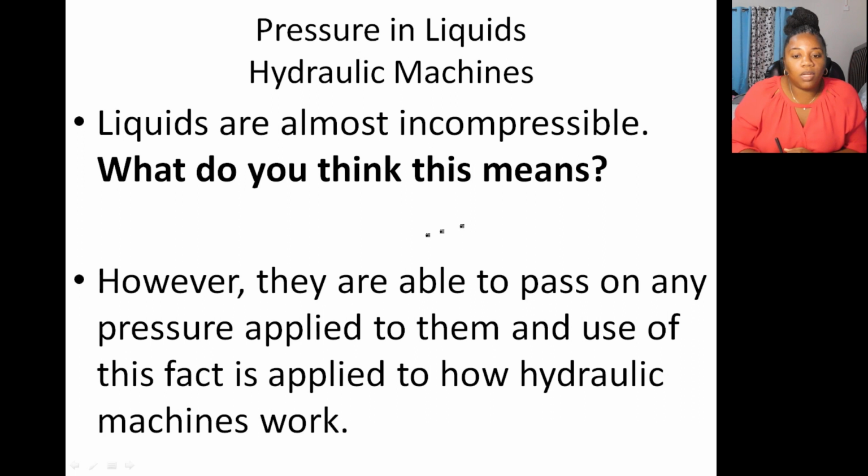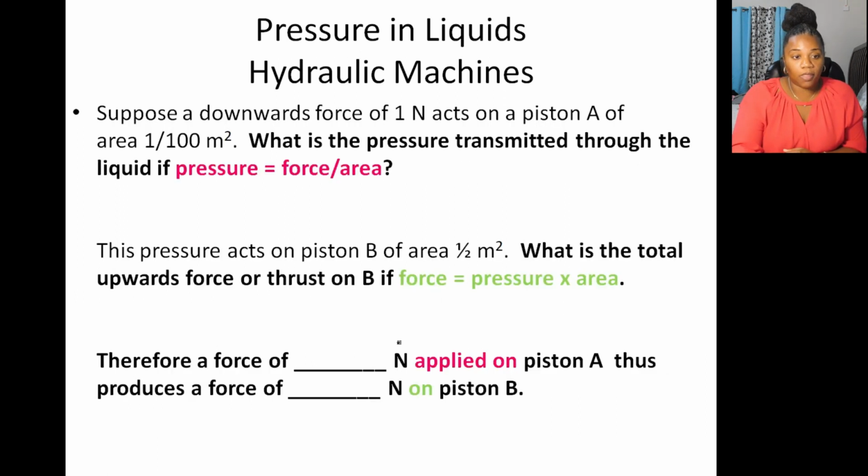However, liquids are able to pass on any pressure applied to them, and use of this fact is applied to how hydraulic machines work today. Suppose a downwards force of 1 Newton acts on a piston A of area 1/100 meters squared. What is the pressure transmitted through the liquid if pressure is equal to force over area? So this is our force and this is our area. If you say 1 Newton divided by 1 over 100 meters squared, what we end up with is 1 times 100.